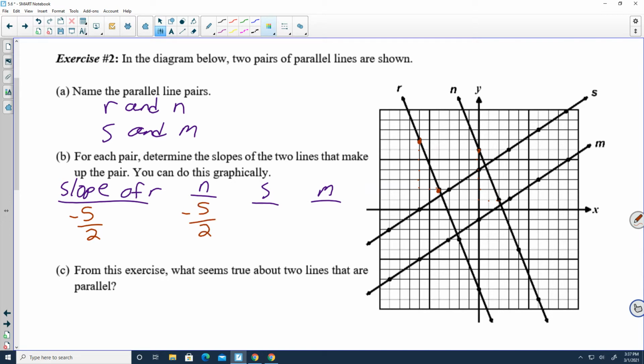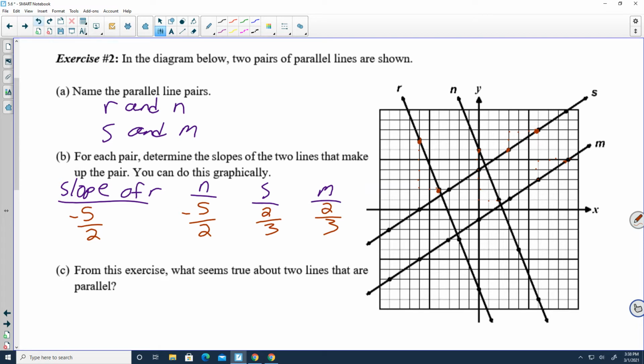For S, I'm going to start right here and go right here. So I'm going to go up 1, 2. To the right, 1, 2, 3. So my slope of S is +2/3. Again, it's going up. It's increasing. So I know it has to have a positive slope. Okay, and then for M, if I start here and go here, I'm going to go up 1, 2. To the right, 1, 2, 3.